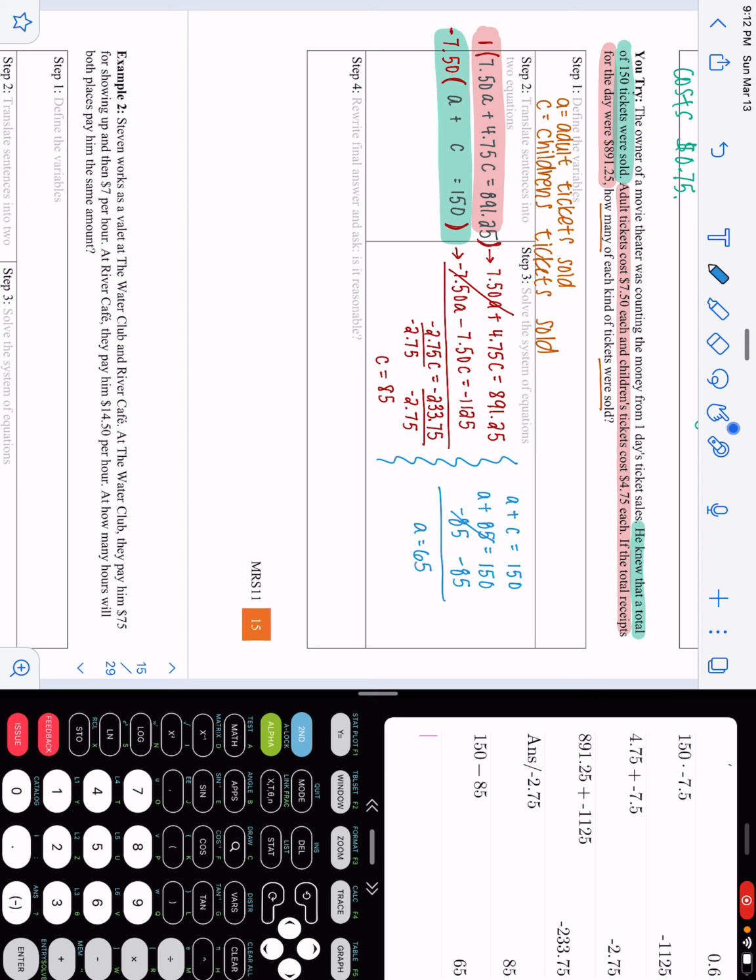And again, these numbers make sense to me. Neither of them are more than 150. They add up to 150. Okay, they're not negative. So let's rewrite our answer. How many of each type of tickets were sold? There were 65 adult tickets sold.